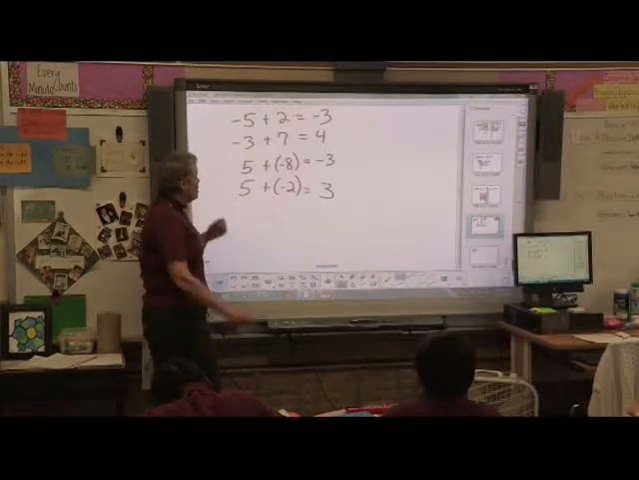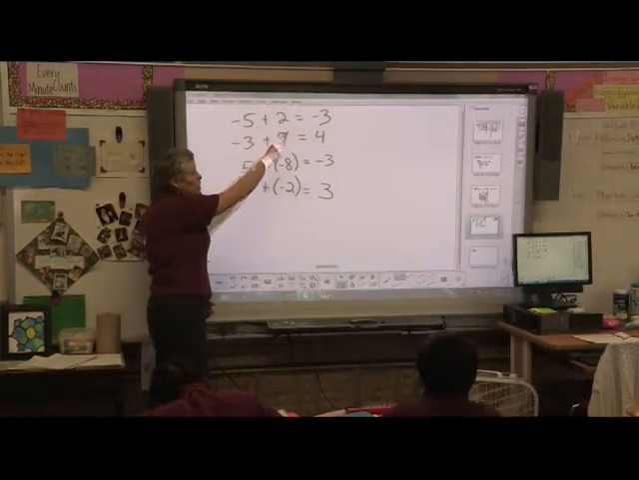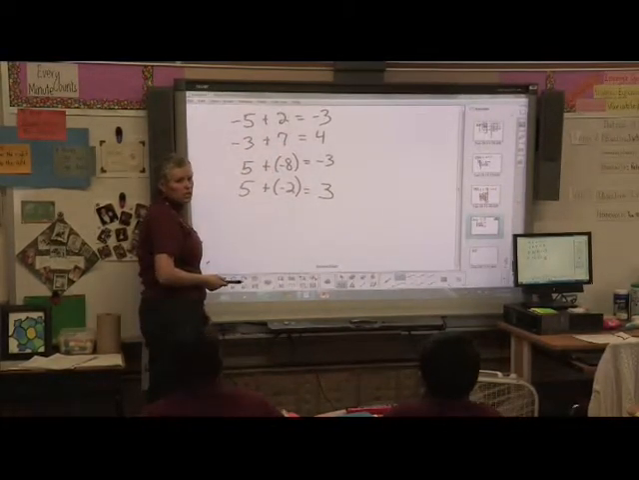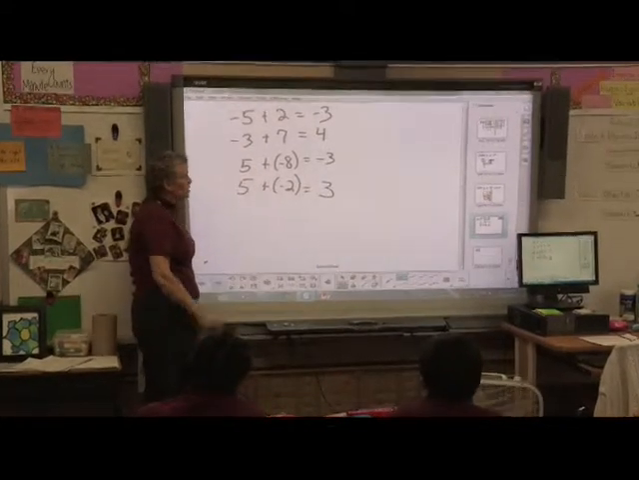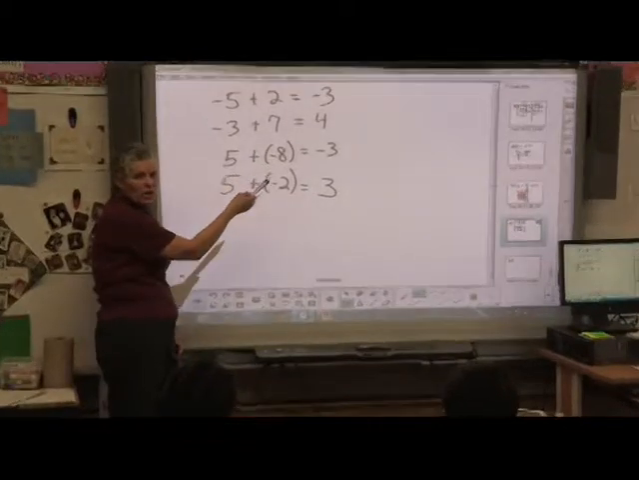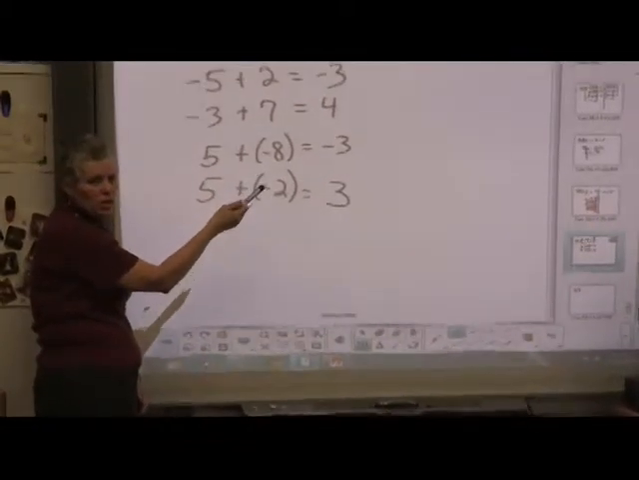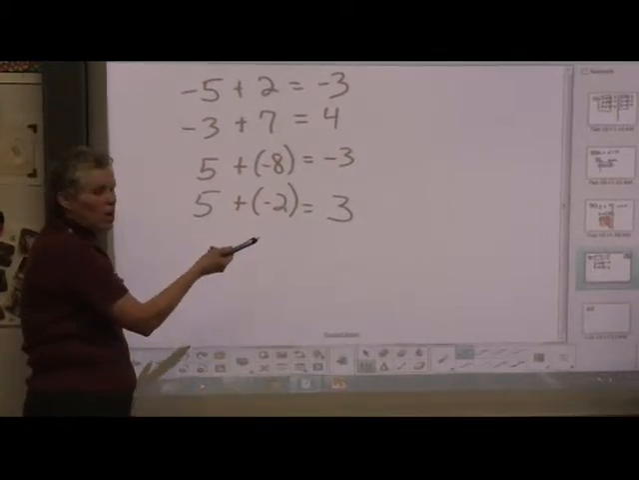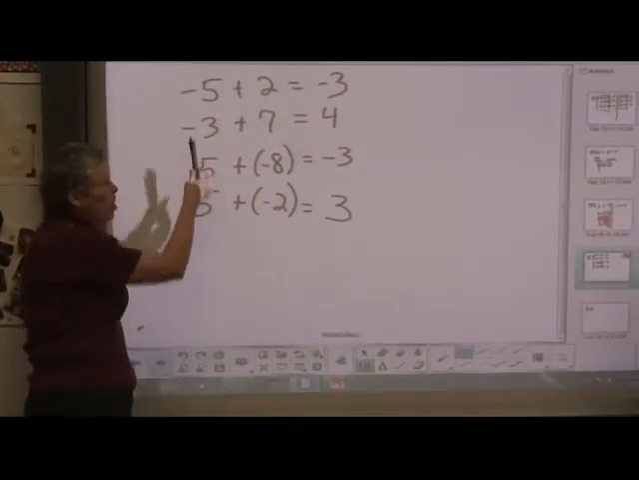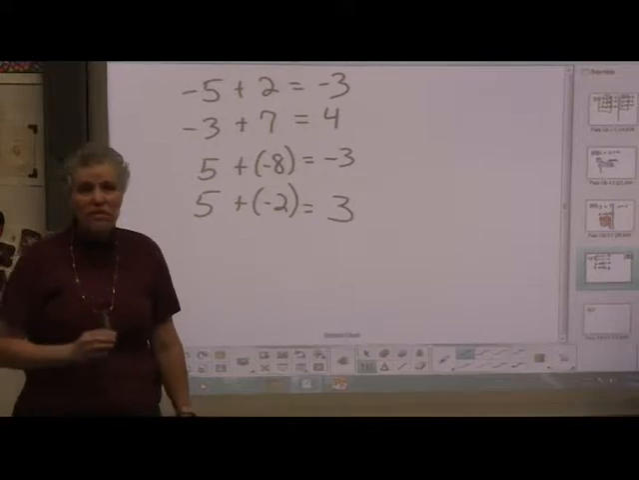So, sometimes I start with a negative and I end up with a negative. Sometimes I start with a negative and I end up with a positive. Sometimes I start with a positive and I end up with a negative. Everybody should be looking at the board. Sometimes I start with a positive and I end up with a positive. So what I start with must not have anything to do with the rule.